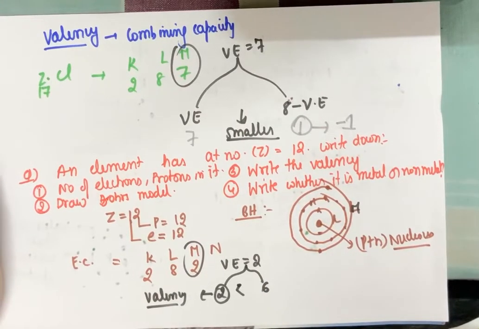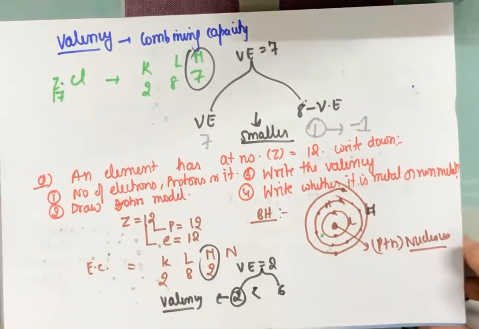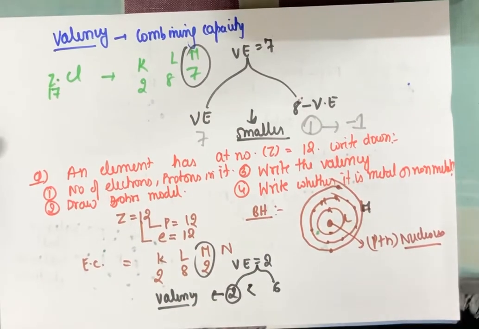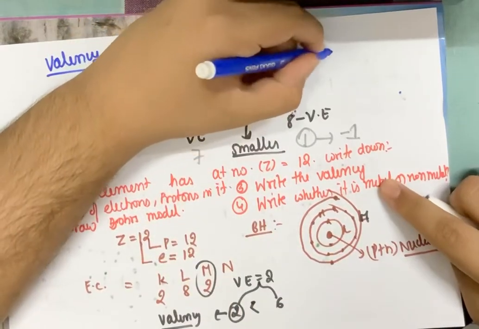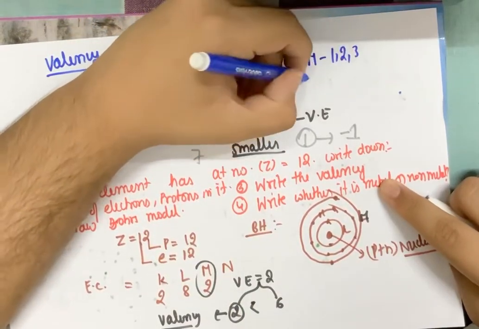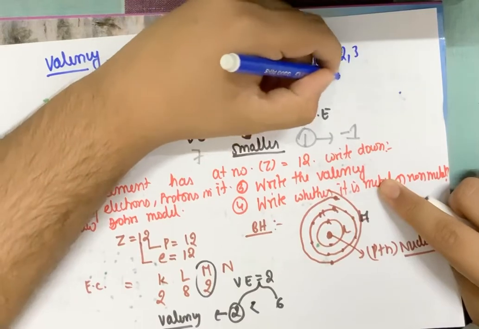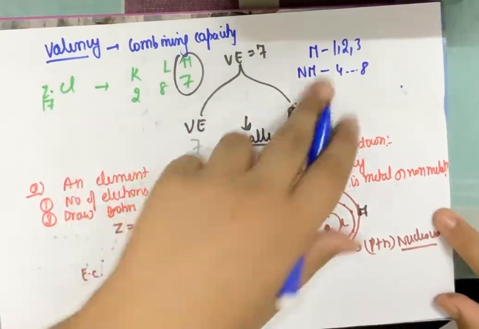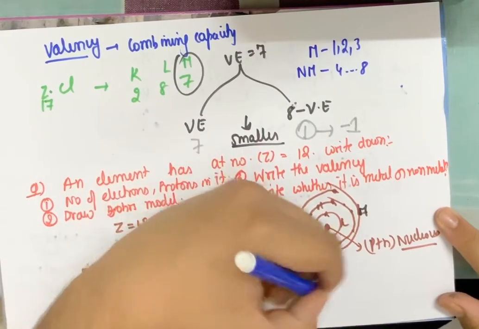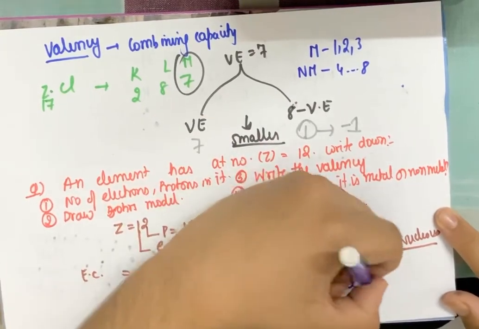Okay. Now one more thing, the last part, write whether it is a metal or non-metal. Now for this you should have knowledge from your earlier classes that metals are electropositive substances. They have valency of 1, 2 or 3. Non-metals are electronegative substances. They have valency of 4 to 8. So your metal will have valency of 1, 2, 3. Non-metal will have valency of 4 to 8. इसकी valency क्या है? 2. 2 satisfies to the metal. So this is a metal in its nature.